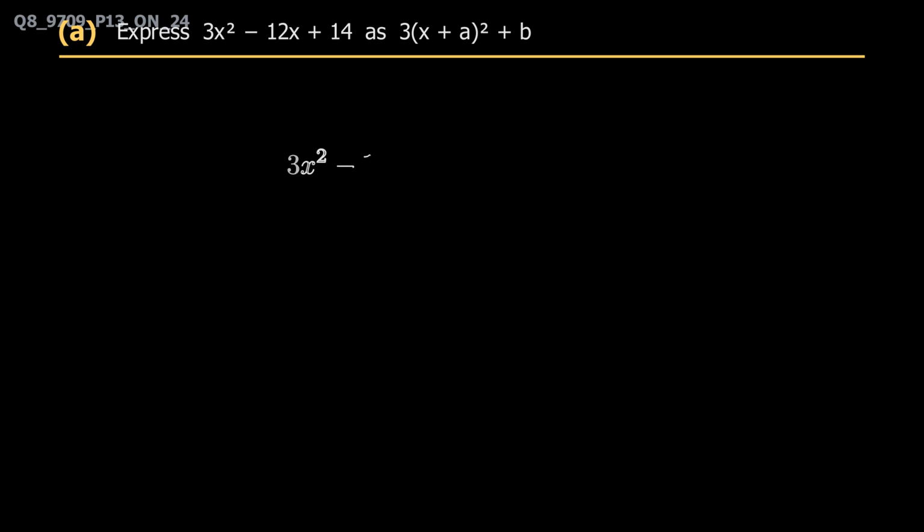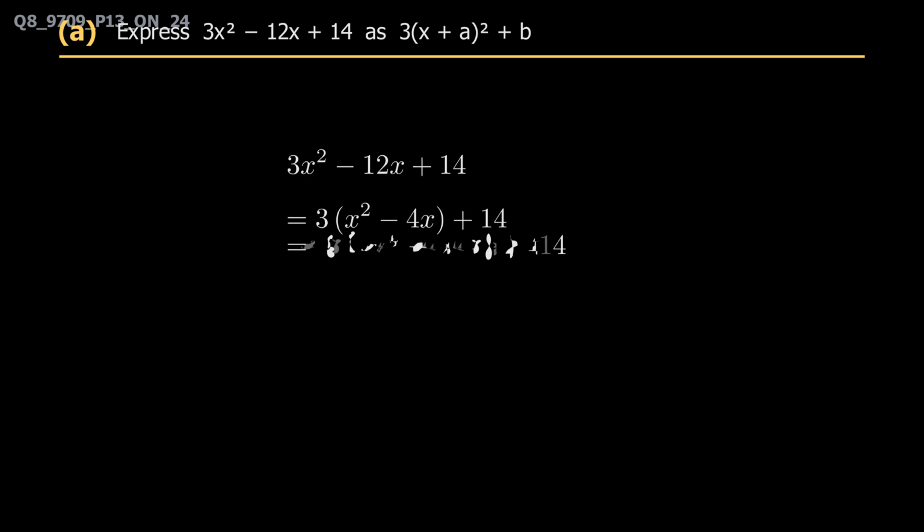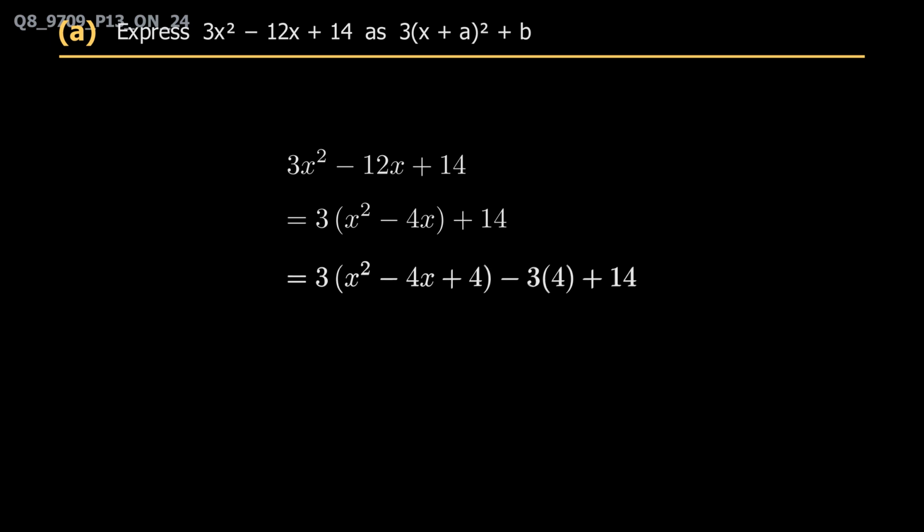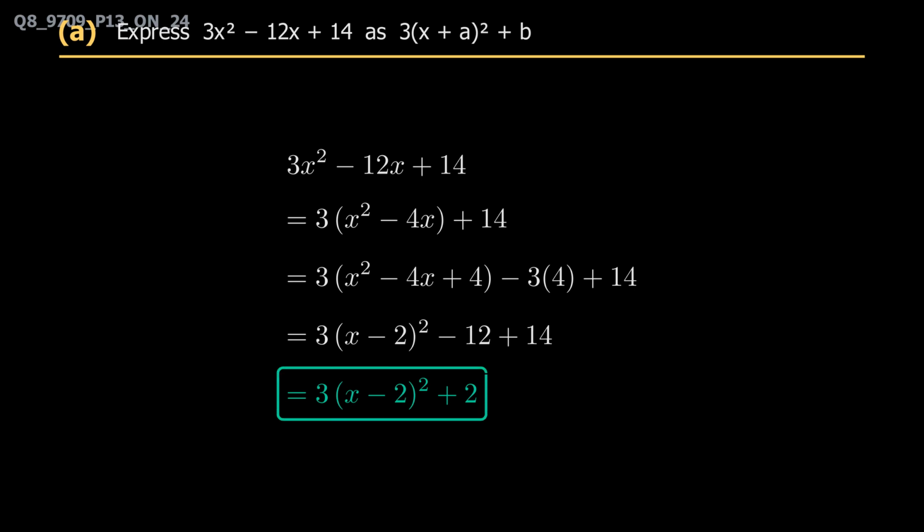Start with 3x squared minus 12x plus 14. Factor 3 from the x terms. Complete the square inside the bracket. Expand the minus 3 times 4. So the vertex form is 3 times (x minus 2) squared, plus 2. Matching 3 times (x plus a) squared plus b gives a equals minus 2 and b equals 2.